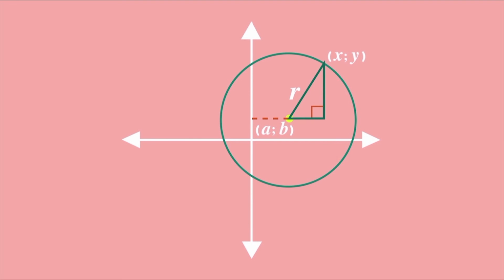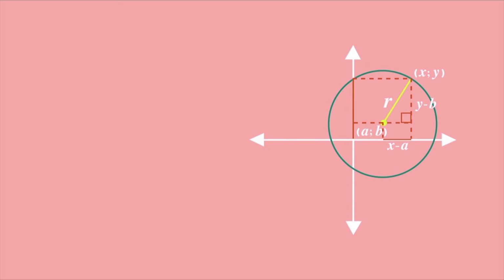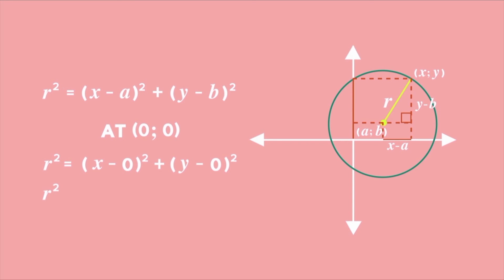If you make a right-angled triangle using r as the hypotenuse, you can work out the lengths of two sides of the triangle. The length parallel to the x-axis is x minus a, and the vertical length is y minus b. So the radius squared equals (x minus a) squared plus (y minus b) squared. Note that if a is 0 and b is 0, then the equation will be r squared equals x squared plus y squared, which is the equation of a circle with center (0, 0).